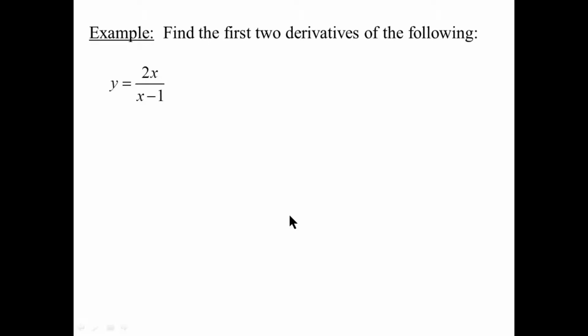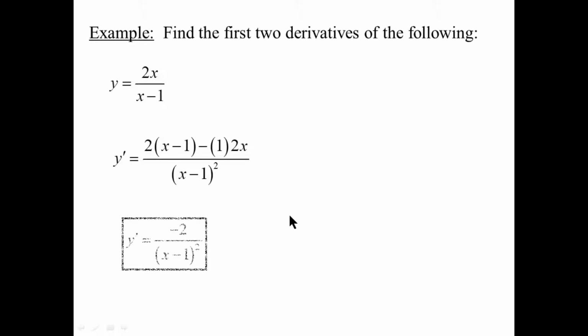Example, find the first two derivatives. Okay, there's y. y prime is top thing prime times the bottom thing, minus the bottom thing prime times the top thing, over the bottom thing squared, and simplify. And we have the first derivative, negative 2 over x minus 1 squared. Going for the second derivative now.